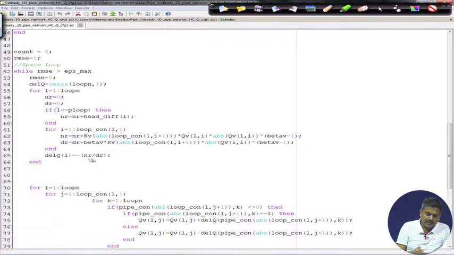So, if I divide the numerator by the denominator, with a negative sign, I will get this QL value or del QL value. Now, this del QL value is okay, but we need to add this to our different discharge values. So, how to add this?